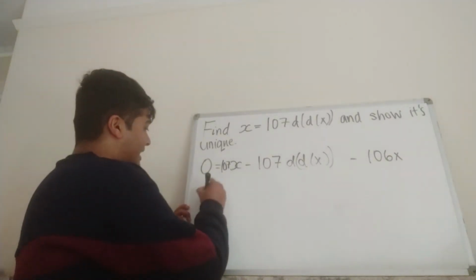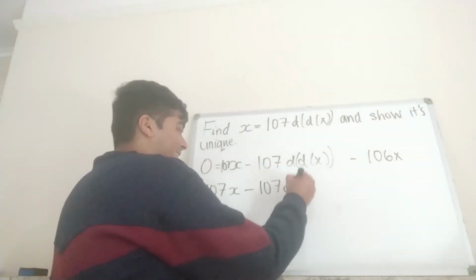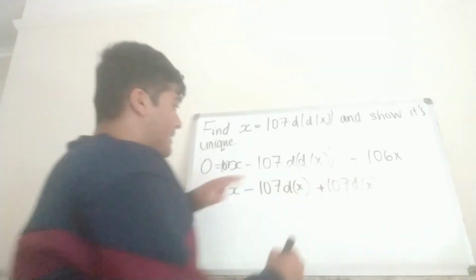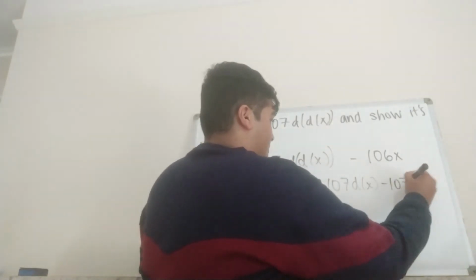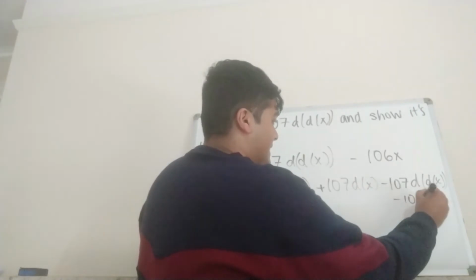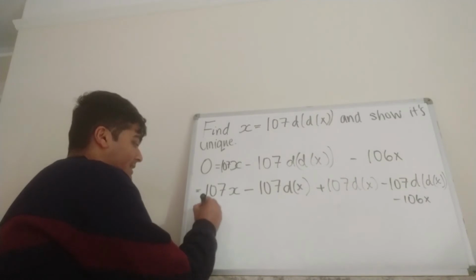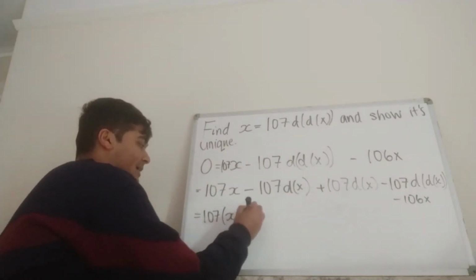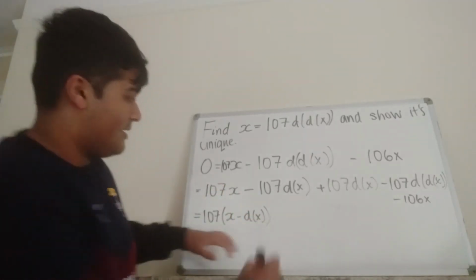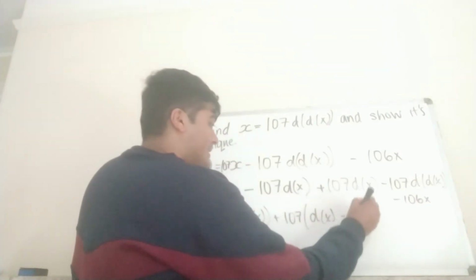So we're going to add and subtract 107 times d of x now, and then add it on again. And then subtract this guy here, and then the minus 106x there. Okay, and the reason we're doing that is now we can factor. We can write this as 107 times x minus d of x. And now we know that this guy here is a multiple of 9 from part 1. Okay, and then add on 107 times d of x now minus d of x.